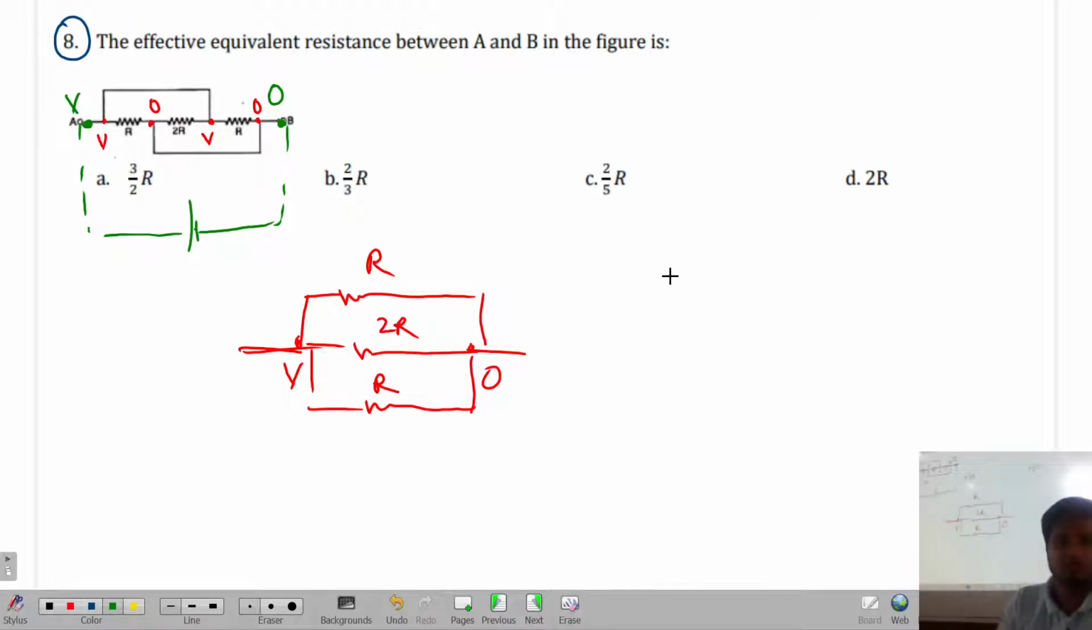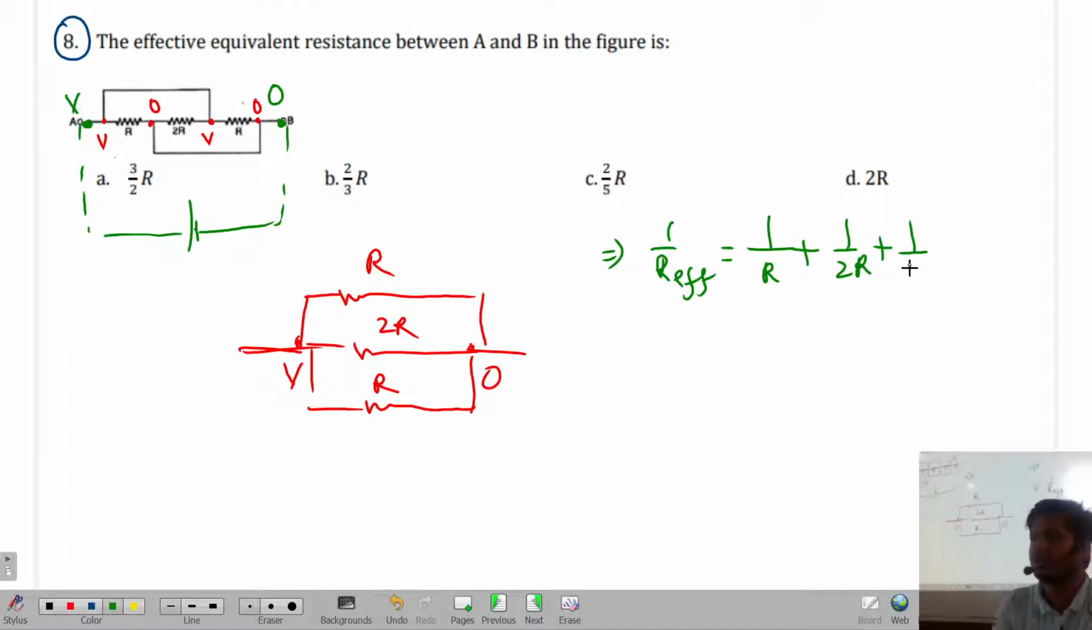Yes or no? So can I do it? Effective resistance, what will that be? 1 by R plus 1 by 2R plus 1 by, hm. Hm means hm. That is what?